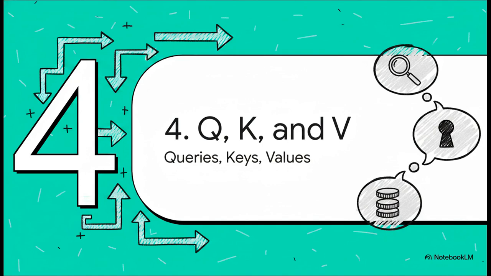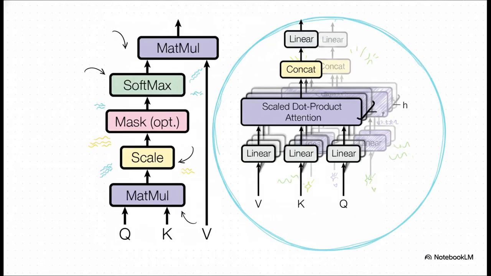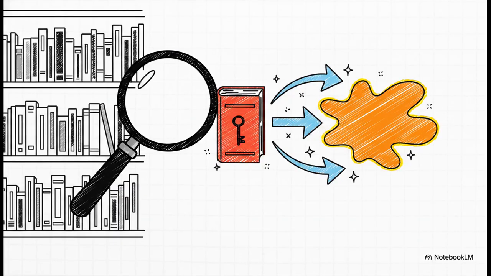Section 4. Queries, keys, and values. At the absolute core of this network is the scaled dot product attention mechanism. And instead of just running this once, the architecture actually runs multiple of these attention mechanisms in parallel, which creates what the authors call multi-head attention. But how does it actually work? Think of it like searching a massive library. The AI uses a query, or Q, to represent exactly what it's looking for.